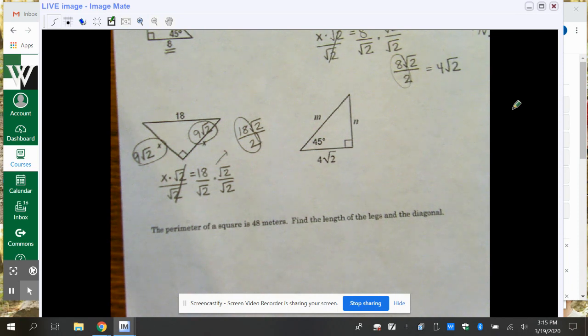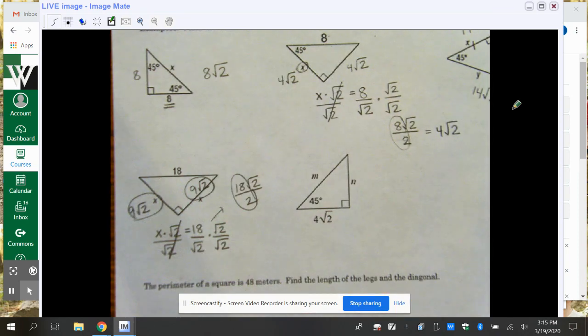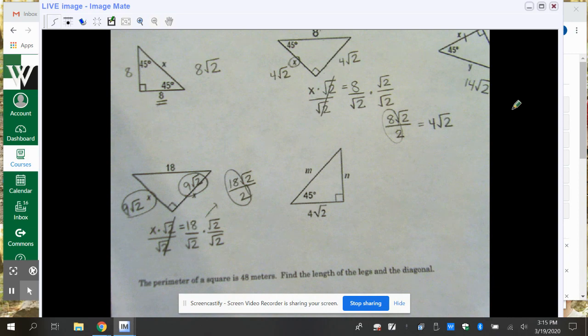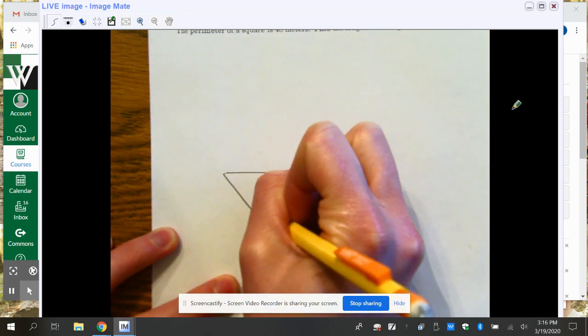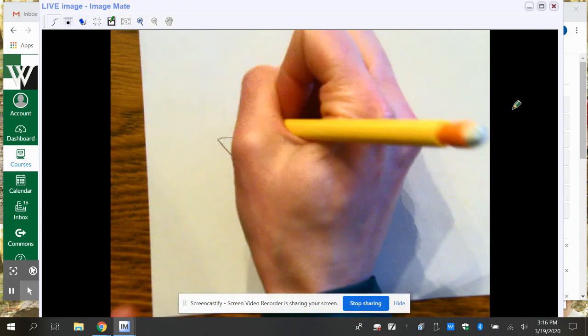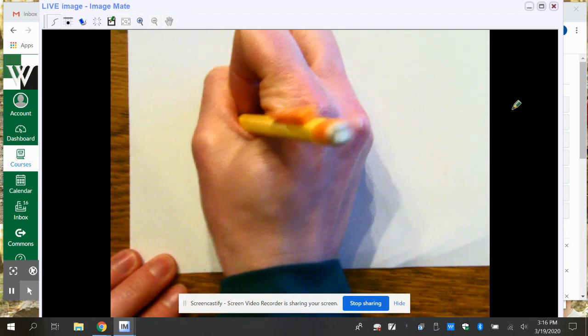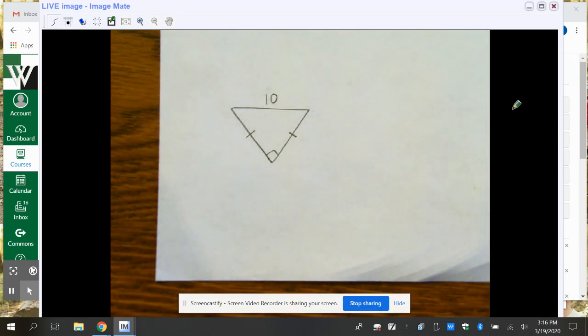Okay, so now if we look here, we've got 8 and 18, and then we had 4 radical 2 and 9 radical 2. So I'm going to draw another one down here. I'm completely drawing it not to scale, but oh well. And I want you to see if you can figure out the length of these two legs without necessarily going through all the math. So pause the video, see if you can do it.